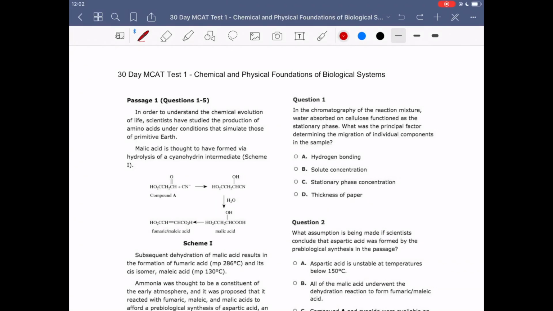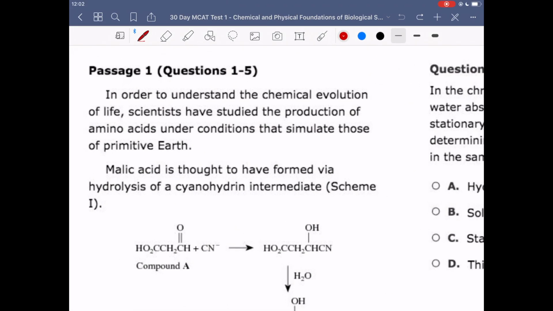Welcome to the Chemistry and Physics section of Test 1. In Passage 1, we'll be going over questions 1 to 5.